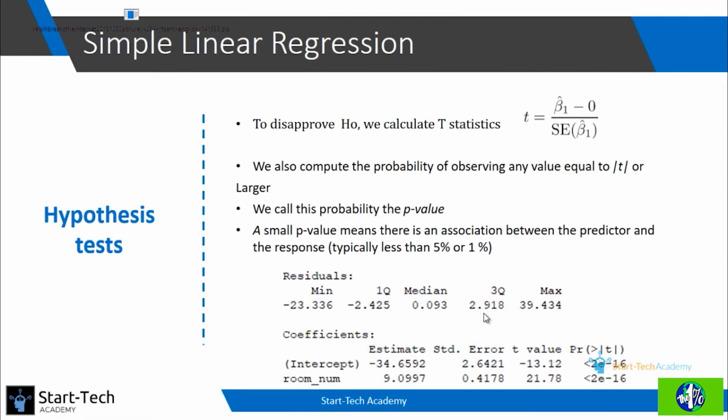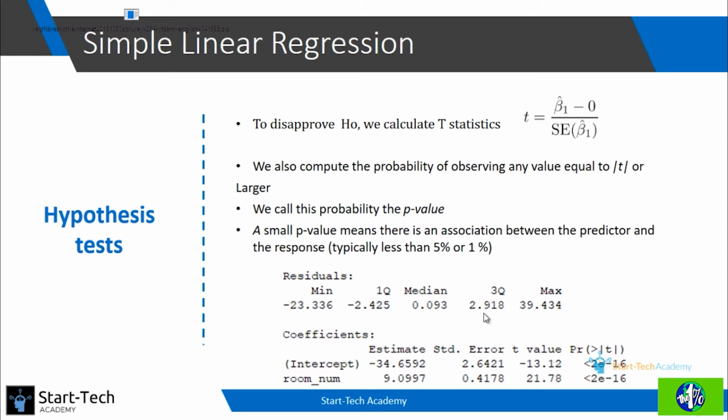To disprove H0, we will calculate something known as the T statistic, which is given as T is equal to beta 1 cap minus 0 divided by standard error of beta 1. So you can see what this T is representing here. In the numerator, it says how far beta 1 is from 0, and when you divide it by standard error, you get the distance as how many times the standard error. So using this formula, we'll get a t value. Now we want this t value to be large.